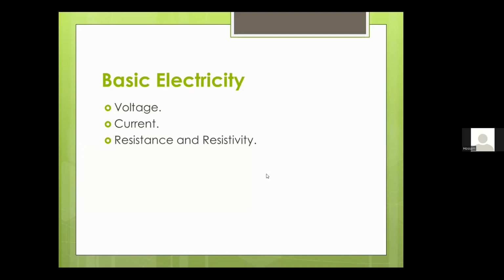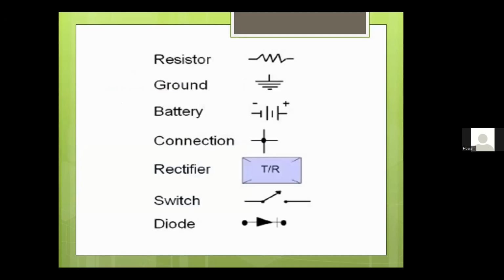You should know the voltage, the current, and the resistance and the resistivity. These symbols show the resistor and the ground, the symbol of the battery connection, and the rectifier. This is the symbol of the switch and the diode.